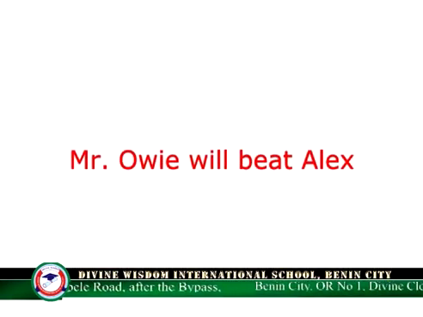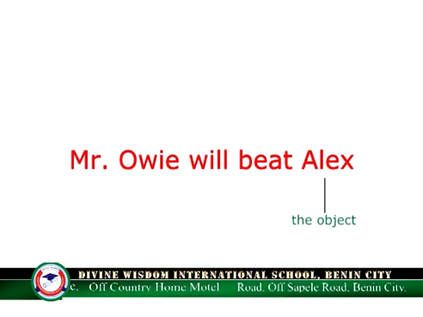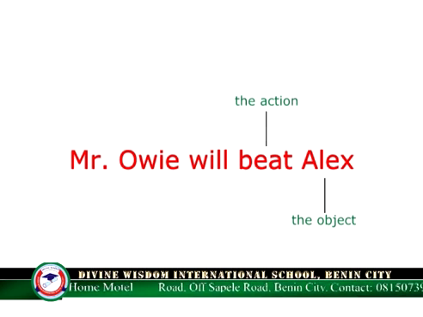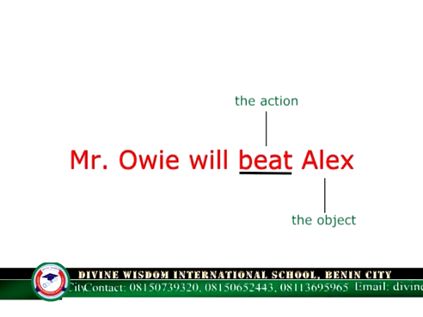Example 3, Mr. Owe will beat Alex. First, there is an object on which an action is to be performed. The object is Alex. Second, there is an action word, beat. This action will be performed on Alex. Therefore, beat in this sentence is a transitive verb.